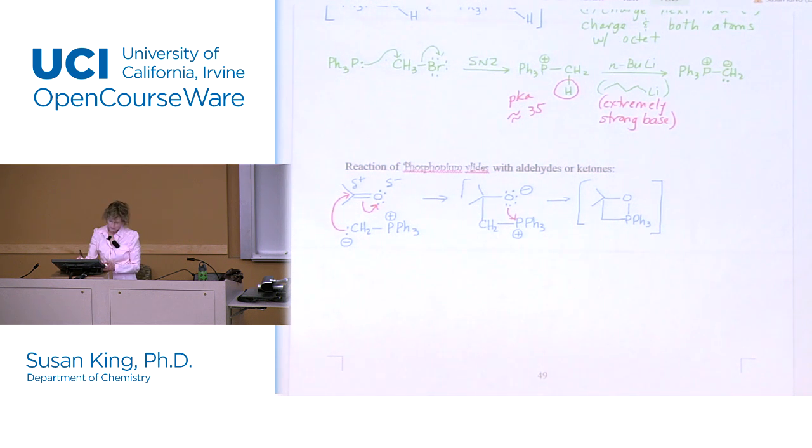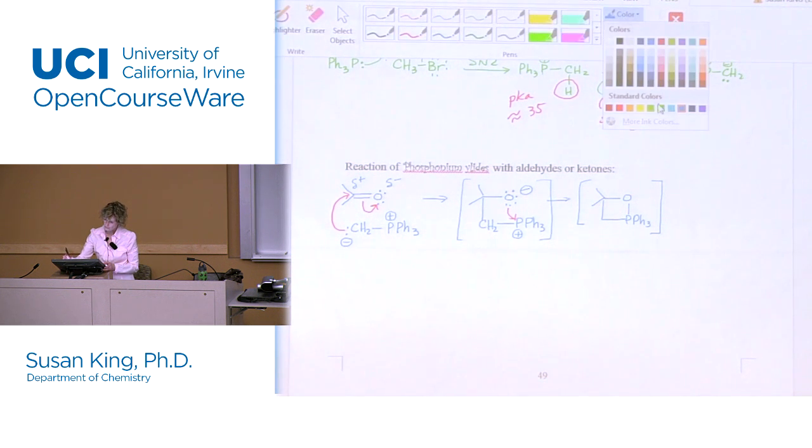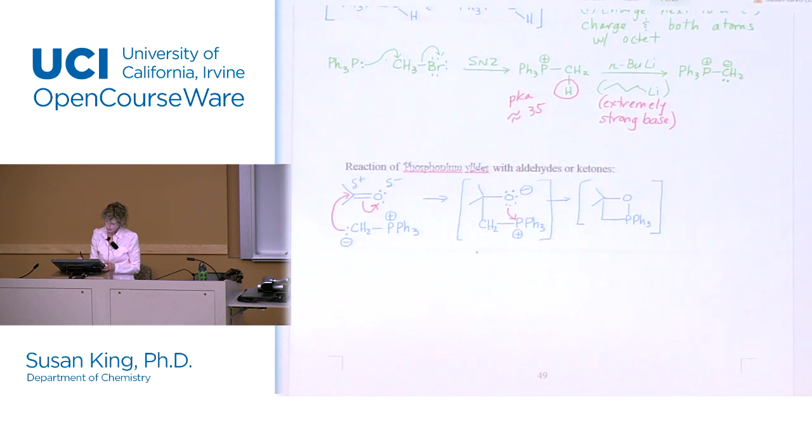All right, so we have two species. I'm going to put this in brackets. These are two intermediates. This one is called a betaine. And this one's called an oxyphosphatane. So the betaine, very fleeting intermediate. Oxyphosphatane, intermediate, spontaneously decomposes.